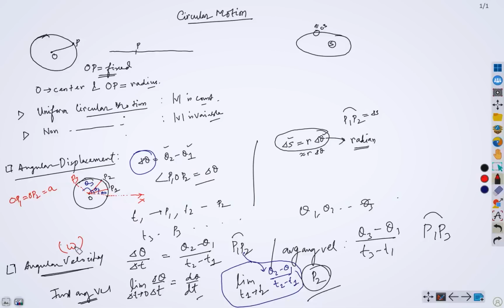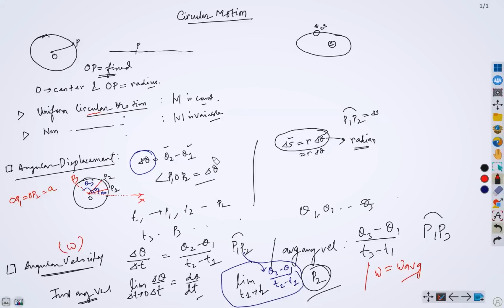This is called omega. This is not W. This is the Greek small alphabet, omega. So, in case of uniform circular motion, we have omega as omega A. We do not need to compute the instantaneous velocity separately. It would remain the same, because at every point the velocity is the same. Yes, because the particle is in uniform circular motion, so its speed is constant, speed is not changing.